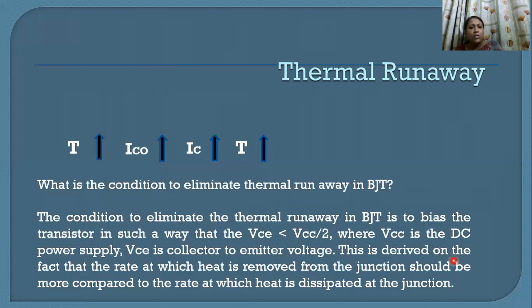Now, what is the condition to eliminate thermal runaway in a BJT? The condition to eliminate thermal runaway in a BJT is to bias the transistor in such a way that VCE equals VCC by 2, where VCC is the DC power supply and VCE is the collector to emitter voltage. This is derived on the fact that the rate at which heat is removed from the junction should be more than the rate at which heat is dissipated at the junction.